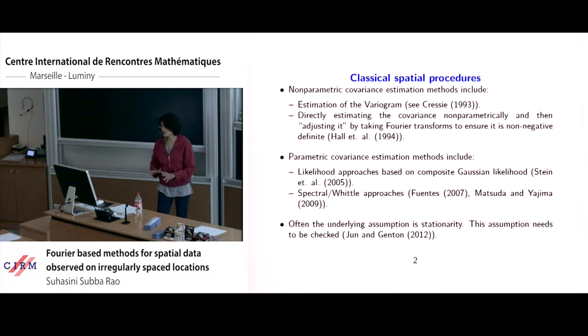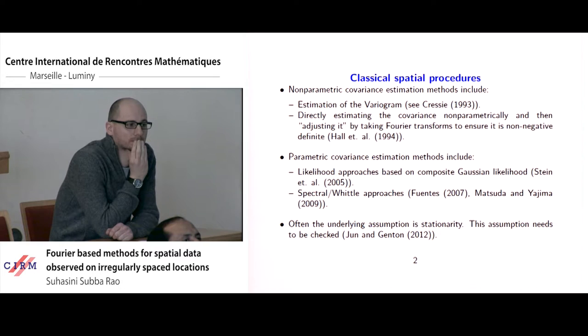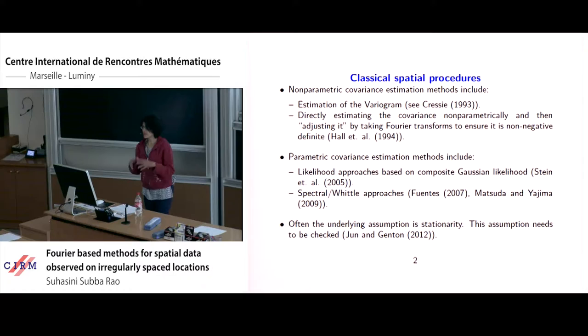There is a very rich literature on analyzing this type of data and looking at the covariance function in particular. There are two ways of going about it: non-parametric covariance estimation or parametric covariance estimation of the underlying covariance function. There are many non-parametric methods, but the most classical is the variogram. This looks at an L2 distance between the process at two different points. From the variogram, you can try to estimate the covariance under certain conditions. This is the one that people in spatial statistics absolutely love.